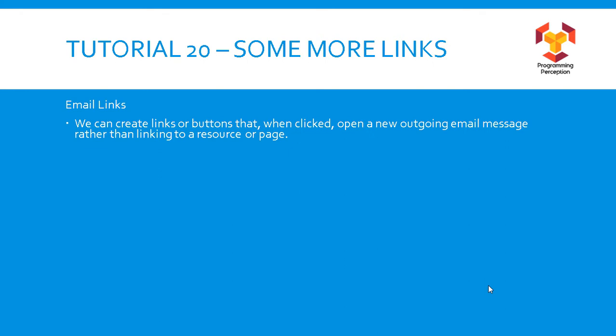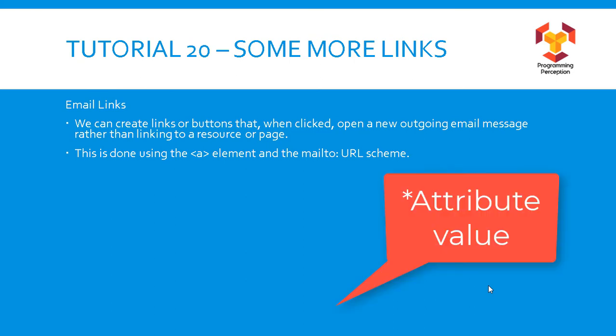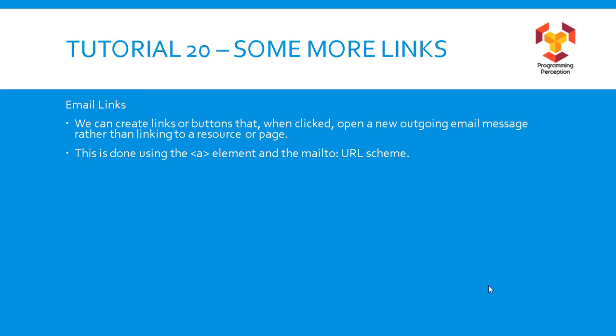So we can create links or buttons that, when clicked, open a new outgoing email message rather than linking to a resource or page. So definitely we can send email rather than linking to a resource, or linking to a page, or linking to a certain section of the page. This is done with the help of the anchor tag itself, but the attribute value is changed this time. It is mailto, and mailto will have this colon while providing the value.